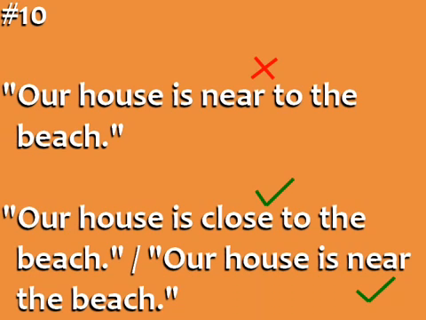Number 10. Our house is near to the beach. Near and close to mean the same thing, but the word to is never used after near. The correct sentence is, our house is near the beach, or our house is close to the beach.